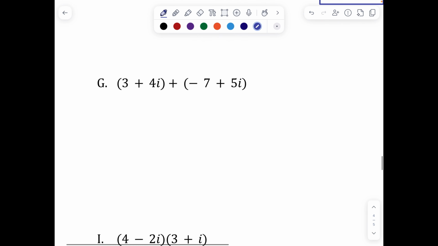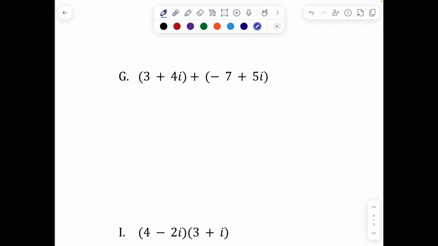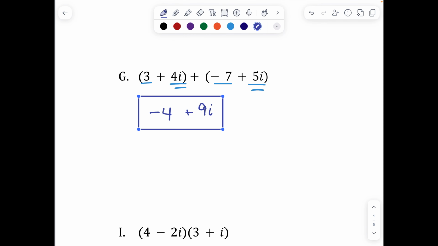Now let's look at operations with complex numbers. So on this one, we're saying 3 plus 4i plus negative 7 plus 5i. So we're just going to take the real parts and add the real parts. So we have 3 plus negative 7. That gives us negative 4. Now we're going to go ahead and add our imaginary parts. So 4i plus 5i just gives me 9i. So our final answer is negative 4 plus 9i.